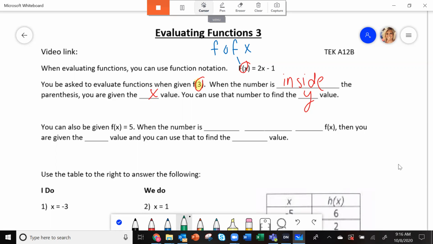The next thing it says, you are also going to be given things where it says f of x equals 5. Guys, that's the same as saying y equals 5. f of x equals and y equals mean the same thing. When a number is set equal to f of x, then you are being given the y value so that you can find the x value. Make sure you have that written down. I'm going to move mine down here in just a second for us to practice.